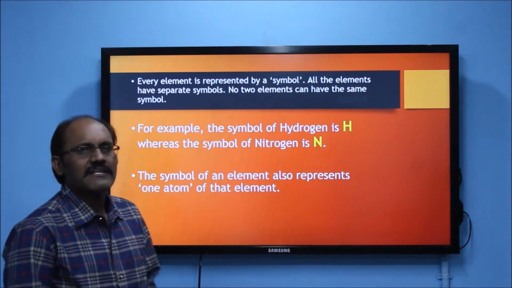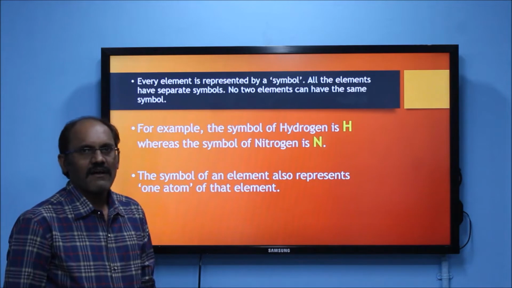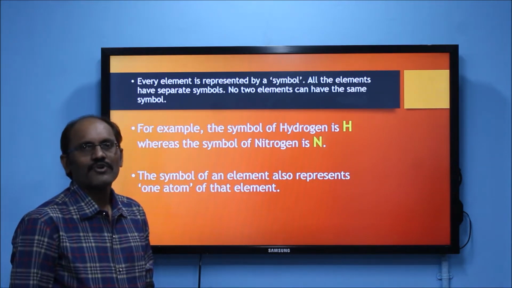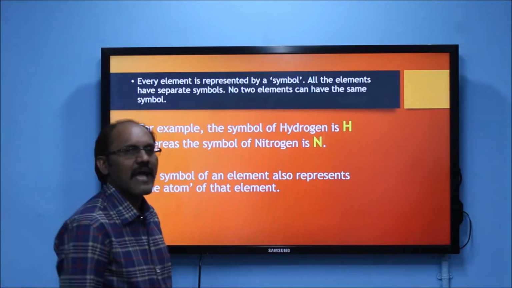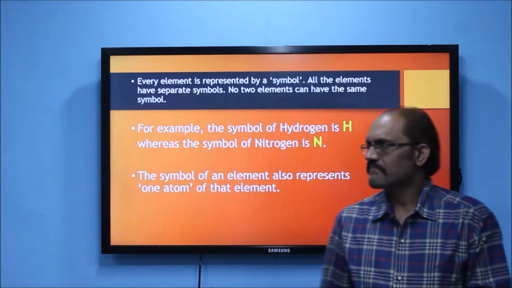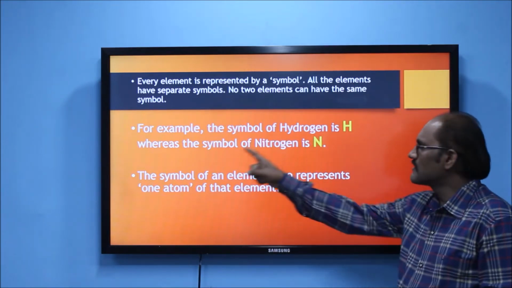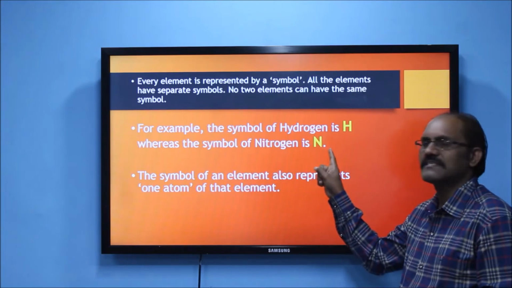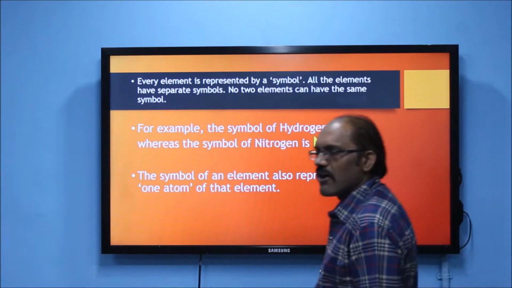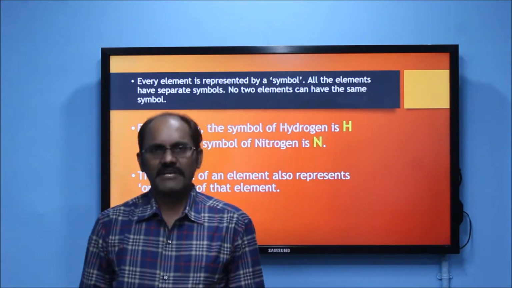And every element is represented by a symbol. All elements have a separate symbol. No two elements can have the same symbol. For example, the symbol of hydrogen is H and the symbol of element nitrogen is N. The symbol of an element also represents one atom of that element.